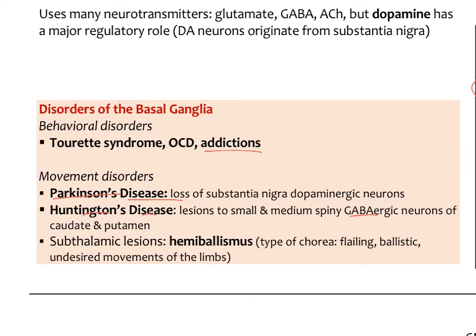And then in the subthalamic area, lesions there can result in a specific type of chorea. Chorea is a type of movement disorder with flailing, sort of ballistic, undesired movements, and this is called hemiballismus. So hemiballismus, specific type of chorea, again, chorea is a movement disorder, has flailing, ballistic, undesired movements as its clinical picture. So that's a little bit on the basal ganglia.